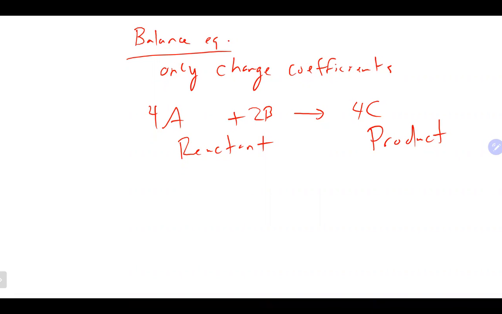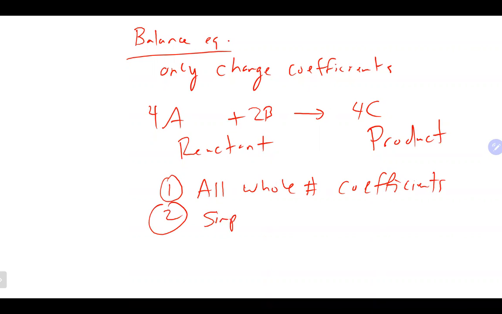When it is all said and done, there's really two things you have to make sure of when you balance an equation. Pretty much you need to have all whole numbers as the coefficients. So they do have to be whole numbers. And it does need to be the simplest set of whole numbers.